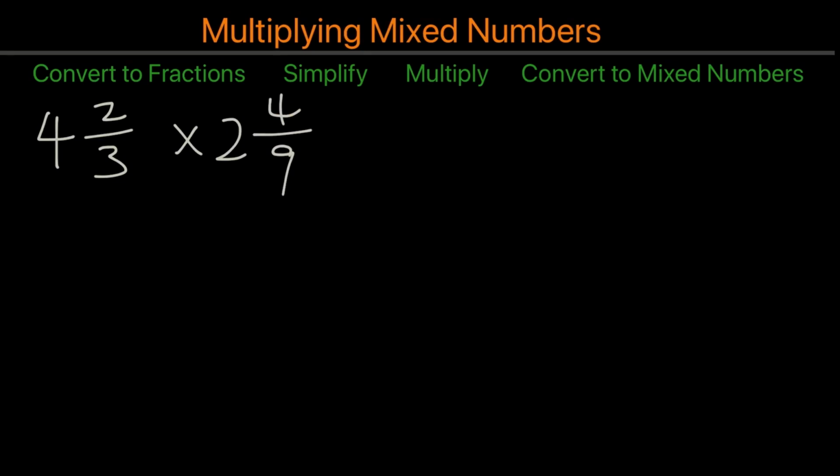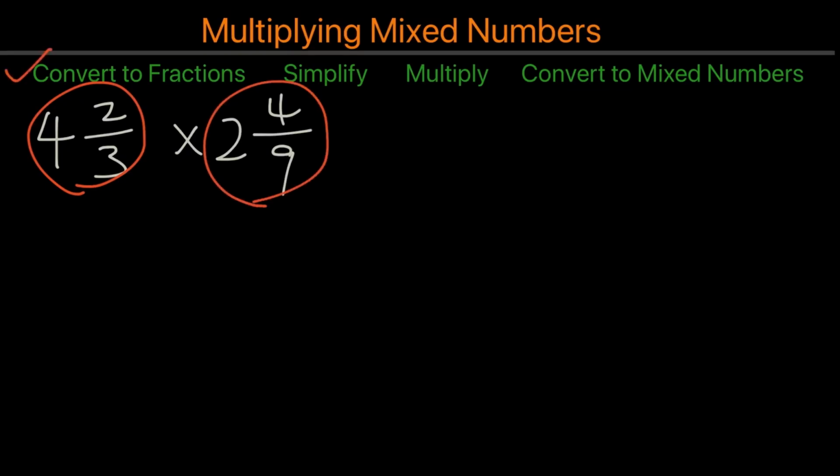In order to multiply mixed numbers, we need to first convert them to fractions, and then simplify if any, then do the actual multiplication, and then convert back to mixed numbers. In this example, we need to convert this mixed number and this mixed number to fractions.